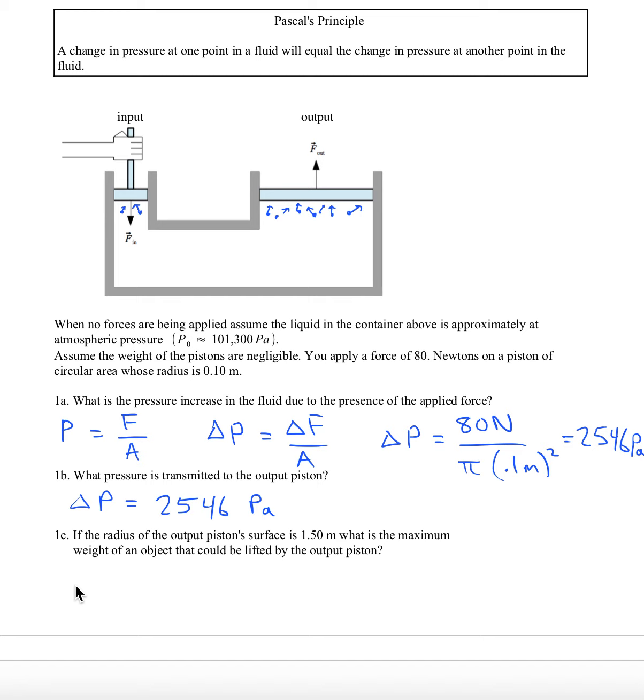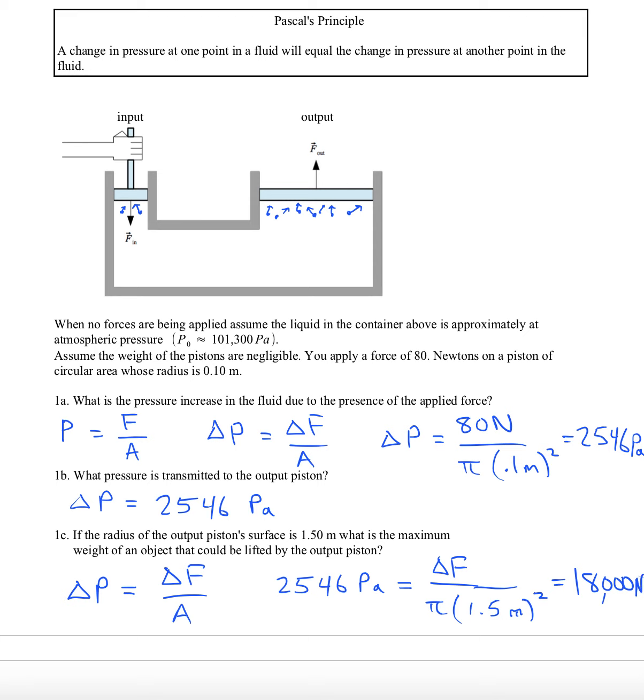Well, all we have to do is use the formula one more time, but this time for the output piston, not the input. But you use the same pressure. We're going to solve for the force at the output piston. Okay, solve that equation. 18,000 newtons. So 80 newtons in, 18,000 newtons out. All due to Pascal's principle.